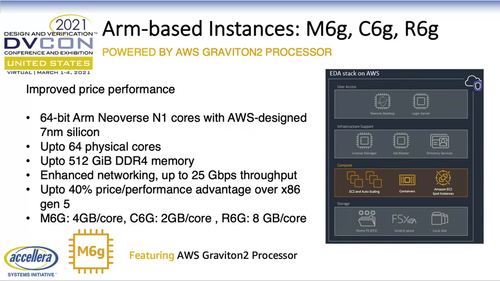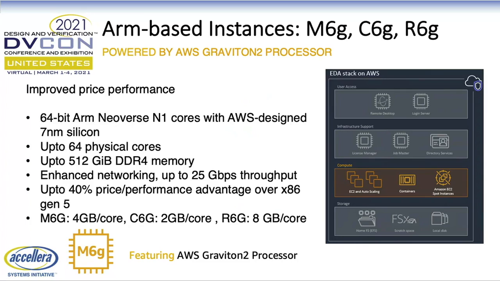Instances within the family come in different what we call instance types. These allow you to select how many cores you want and how much memory you want in the instance. So on the largest size of the instances, you can get up to 64 physical cores and up to 512 gigabytes of DDR4 memory.